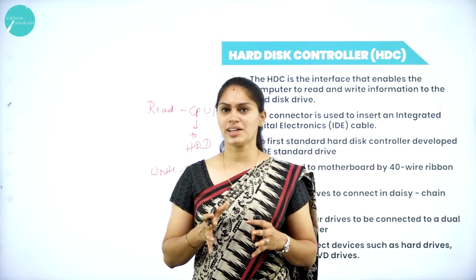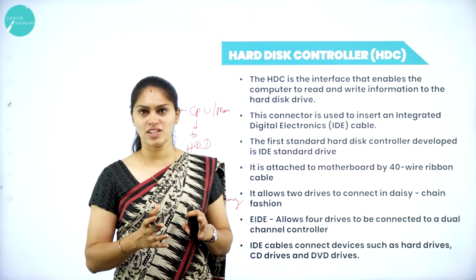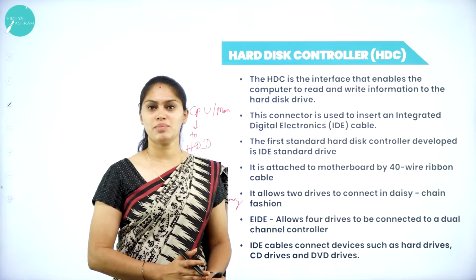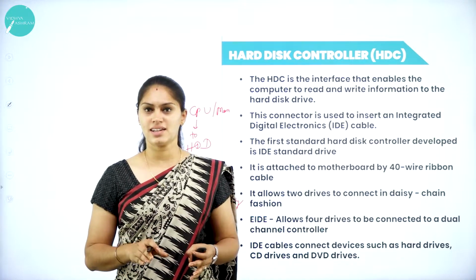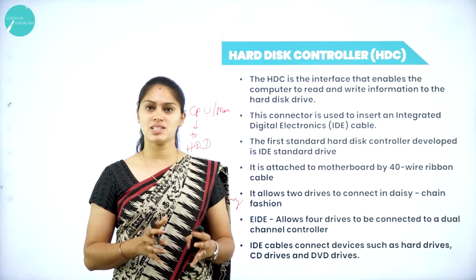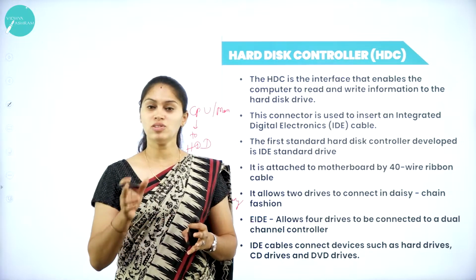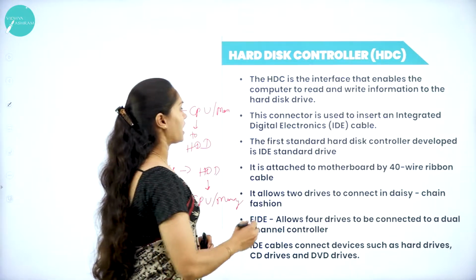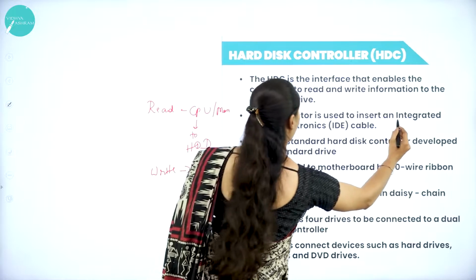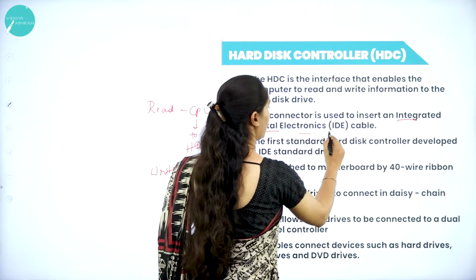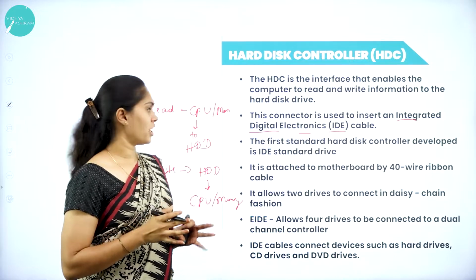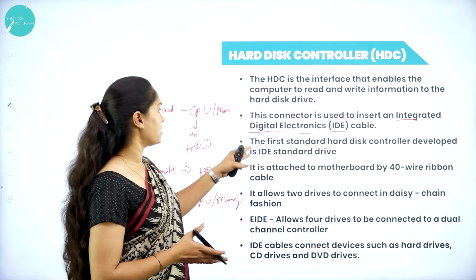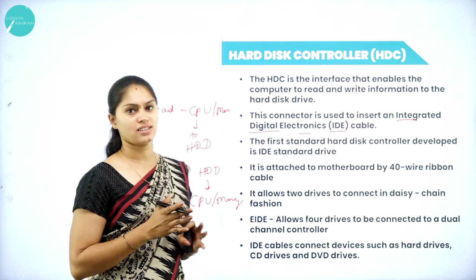So this hard disk controller has control over the data transfer, that is, the read and write operations. It controls what data must be transferred from the CPU to the hard disk drive, or what contents must be transferred from the hard disk drive to the CPU or memory. That is regarding the first point. This connector is mainly used to insert an IDE, that is Integrated Digital Electronic cable. So in order to include this IDE cable in our computer system, we require this hard disk controller.